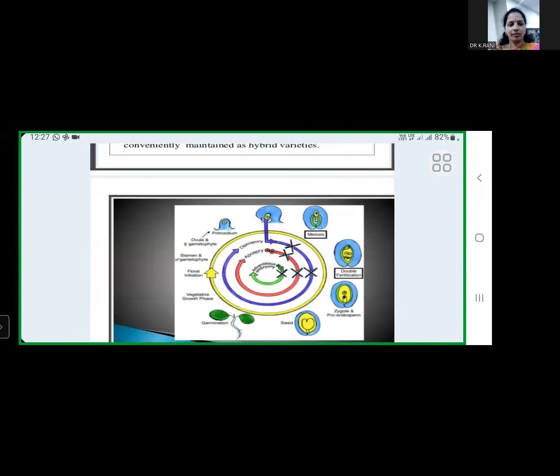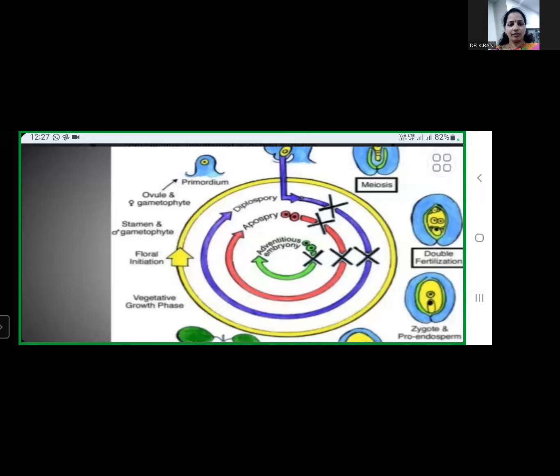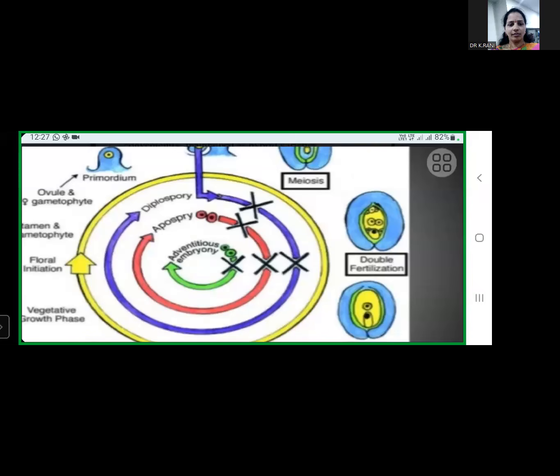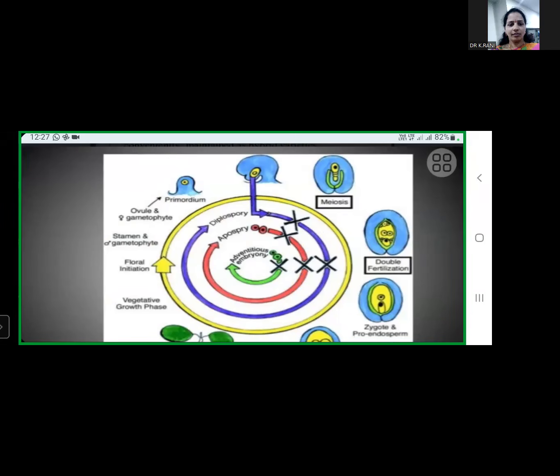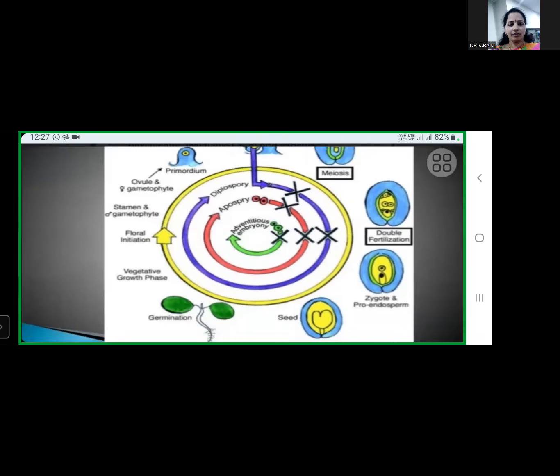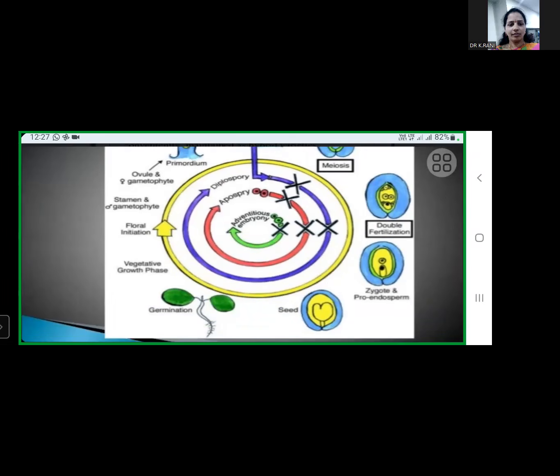In the vegetative growth phase, floral initiation, stamen and gametophyte, ovule and gametophyte, primordia will be produced. The primordia just modify, as in diplospory, where meiosis is absent. So meiosis, double fertilization, zygote, proendosperm and seeds are all absent in this way. Primordia will come, diplospory, after that adventitive embryony, apospory. These all occur one by one in this way.